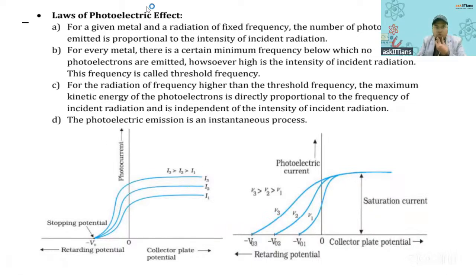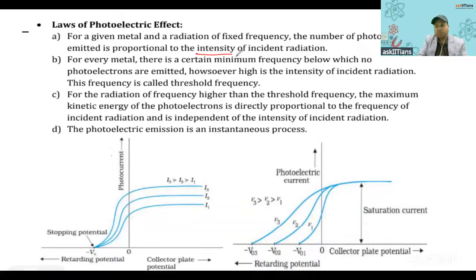So what are the laws of photoelectric effect? The number of photoelectrons emitted is proportional to the intensity of incident radiation. What do you mean by intensity? Can anyone tell me? How can one increase the intensity? By bringing the source closer to the metal plate. If I bring the source closer, then the intensity will increase.